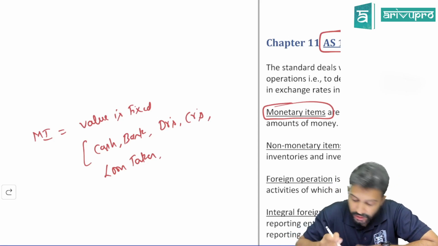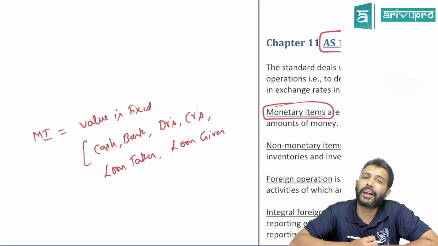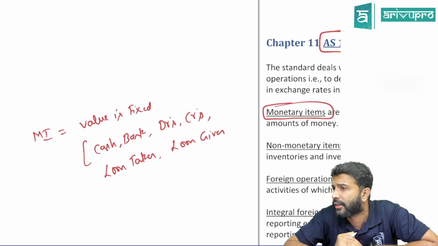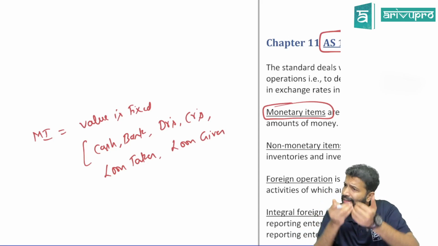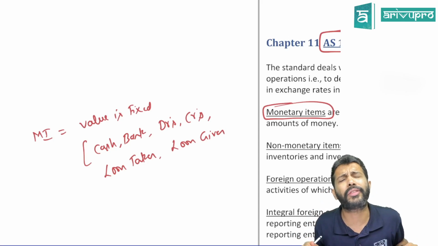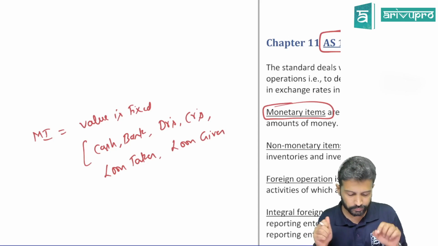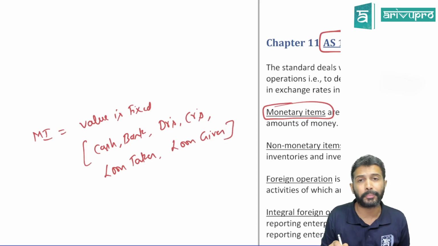So loan taken is an example of what item? Monetary item. Similarly, loan given. If you have given, let's say, 10 lakh loan to somebody, how much will you collect? Principal, how much will you collect? 10 lakh only back. I'm not talking about the interest element. Principal you will collect only 10 lakh. Value changing or fixed? Fixed. That means loan given also is an example of what? Monetary items. Monetary item is from the balance sheet perspective.